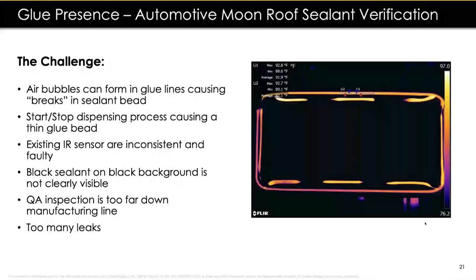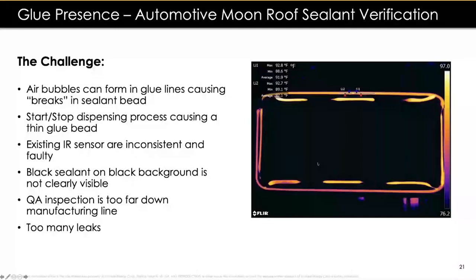Automotive moonroof sealant verification. I'll quickly go through this one. The problem here is air bubbles. If you've seen this, air bubbles can form in the lines, causing breaks and thin glue. Stopping the dispensing process also caused thin glue. When the robot head started and stopped dispensing in certain areas, they got thicker blobs, and you can see that in the thermal image here, where you see the start and then the stop. They didn't have a very controlled process, but they kind of knew that. This thermal image outlines that error.